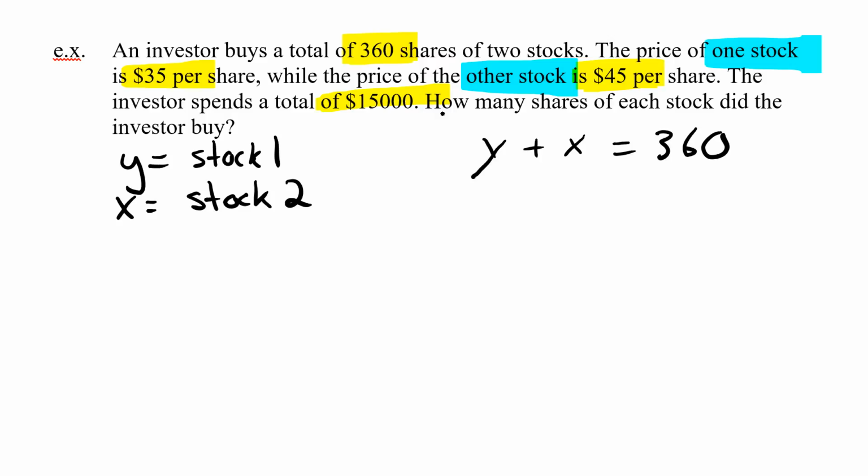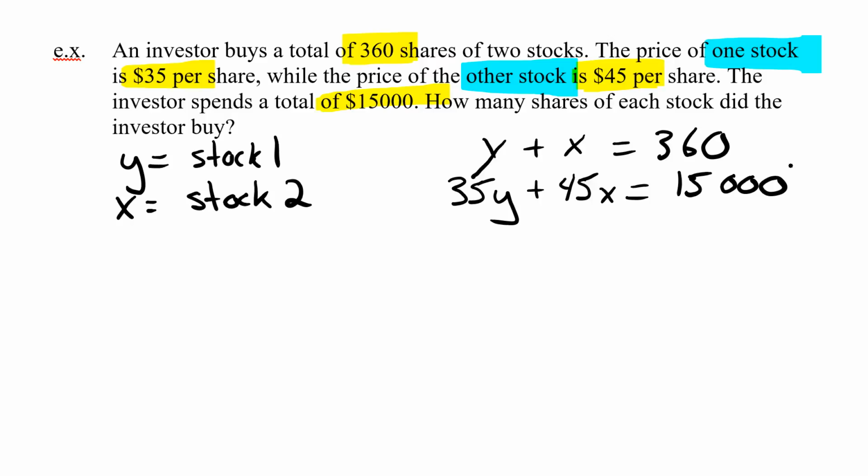Now what else do we know about these? Well, we know the prices. So however many of stock 1 I buy is going to be $35. However many of stock 2 I buy is going to be $45. And when you add these together, I spend a total of $15,000. So this is 35 times the number of stock 1 plus 45 times the number of stock 2, and this should equal $15,000.